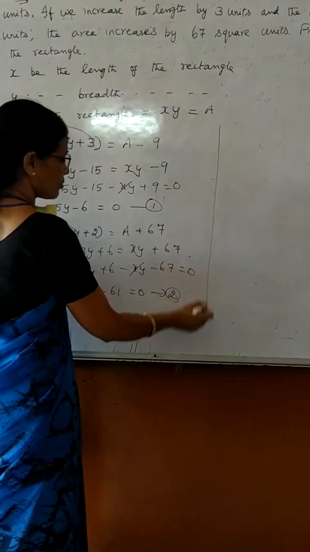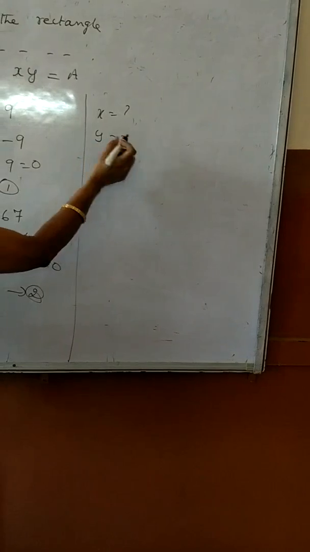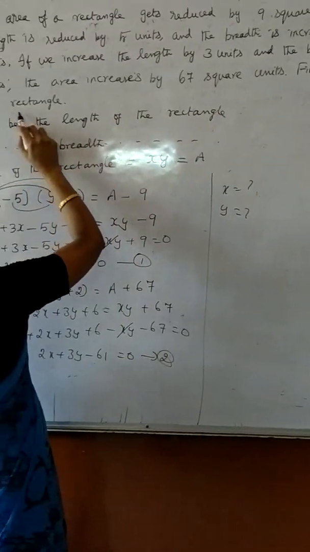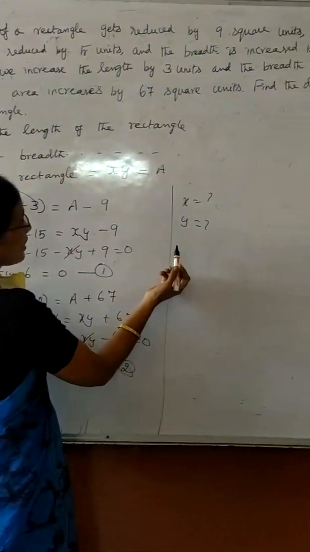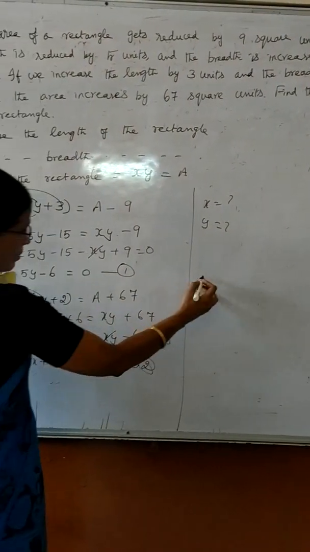So solving these two by any one of the algebraic methods, get the value of x and y. The question is to find the dimensions of the rectangle. So which are the dimensions we have taken? x and y. Only x and y are asked. So complete the problem.